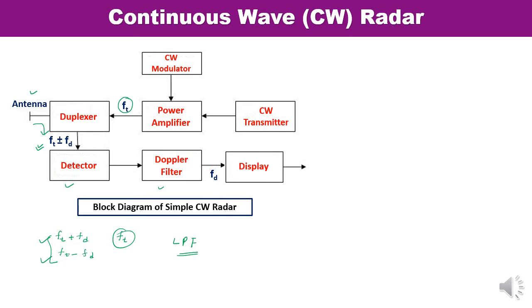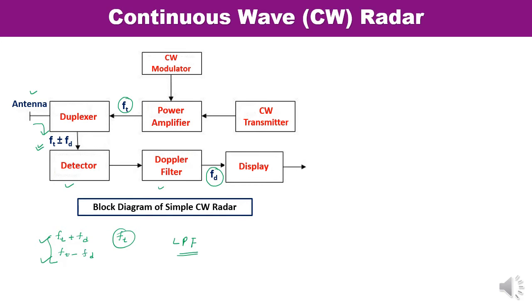You can see at the output of the Doppler filter we are getting the Doppler frequency, and the sign is not indicated here, right? It means we cannot identify the direction of the target's movement on this basis.